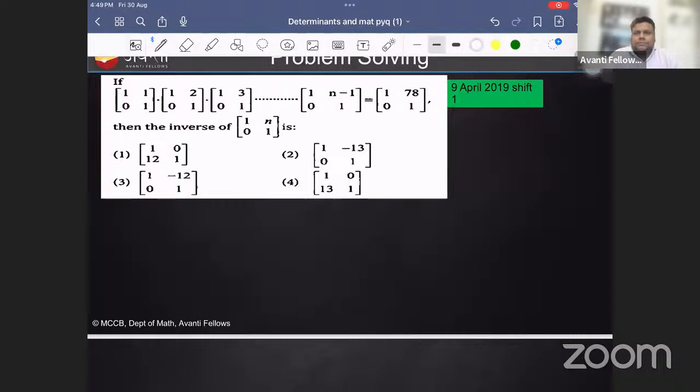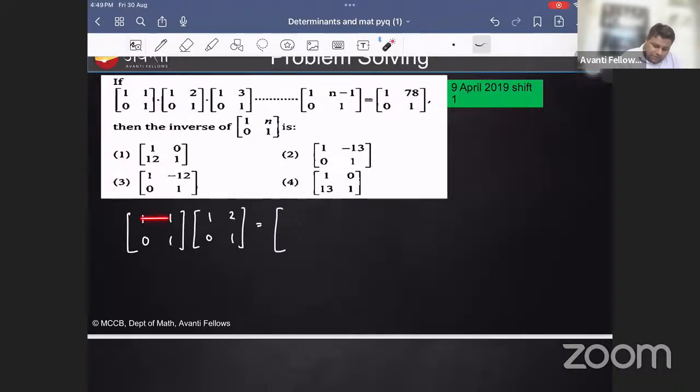Well, now let's start. Now see, definitely they are not expecting that you multiply all of these determinants. Got it? So there must be some pattern. Like if I multiply the first two, 1, 1, 0, 1, multiplied by 1, 2, 0, 1. What will it be? First row, first column 1. First row, second column 1 plus 2. Second row, first column 0. And second row, second column, answer is 1.